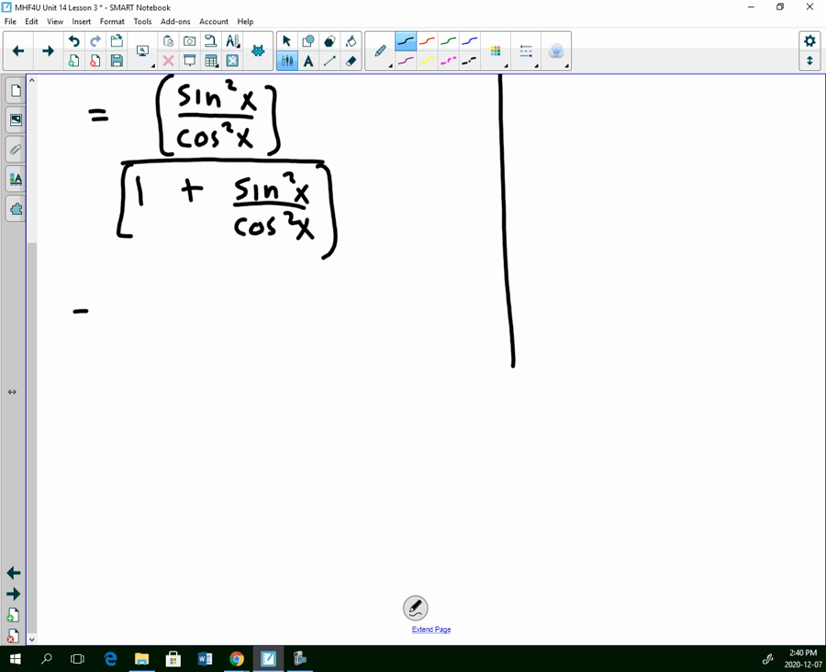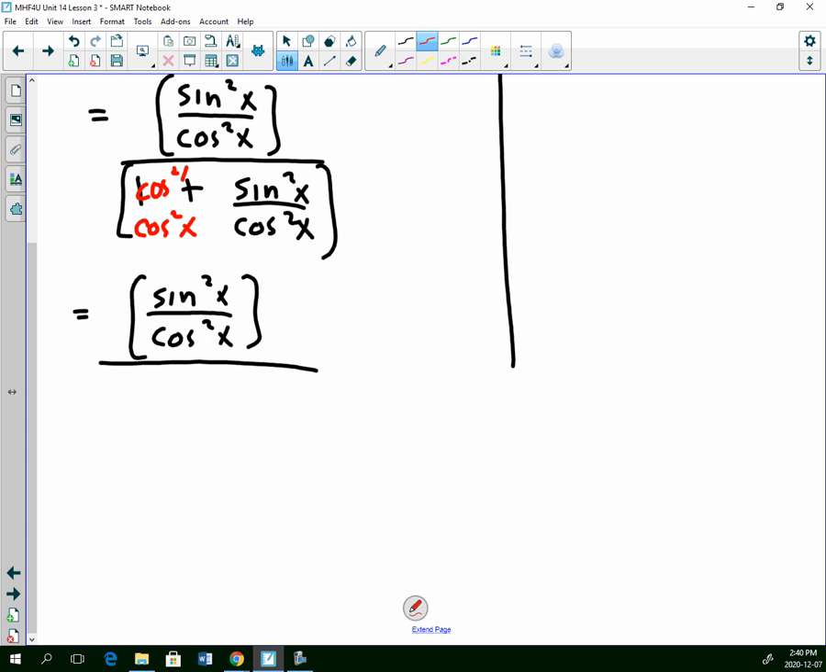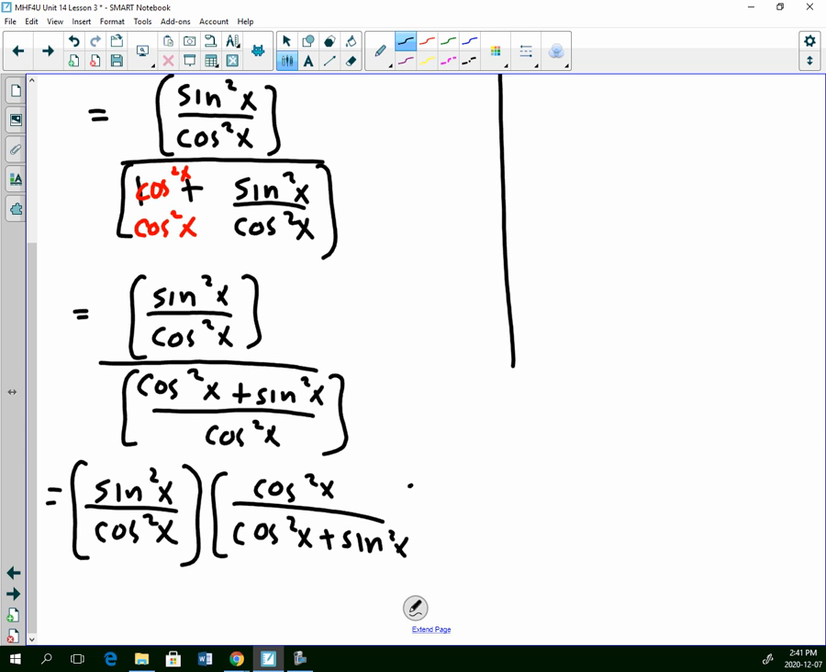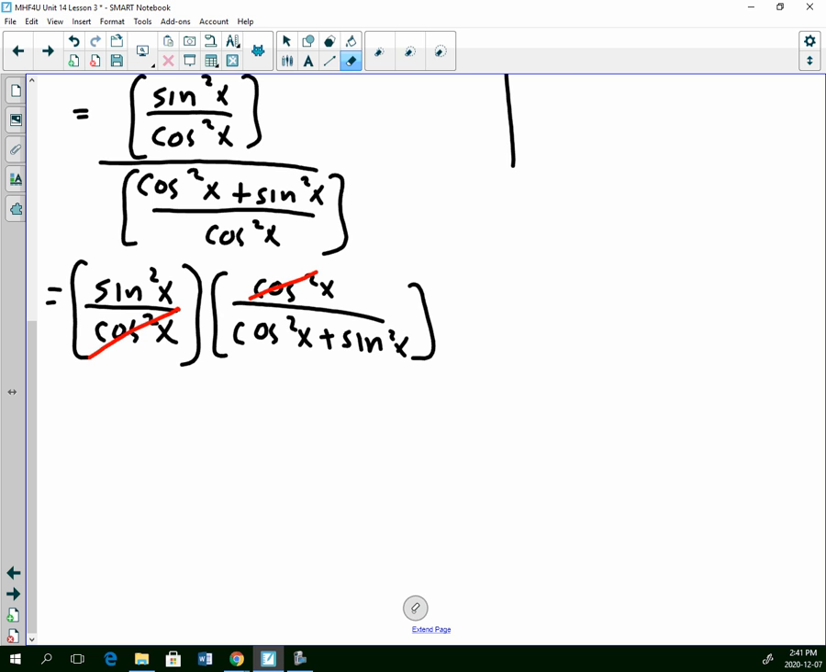Okay. Then on the bottom, I need to find a common denominator to add those two terms together. So I'm going to change the 1 to cos squared and do the same to the top. So on the denominator, I will have cos squared plus sine squared all over cosine squared. And then to simplify, we will take the numerator and then multiply by the reciprocal of the denominator. And we always want to reduce at this point, not expand, right?